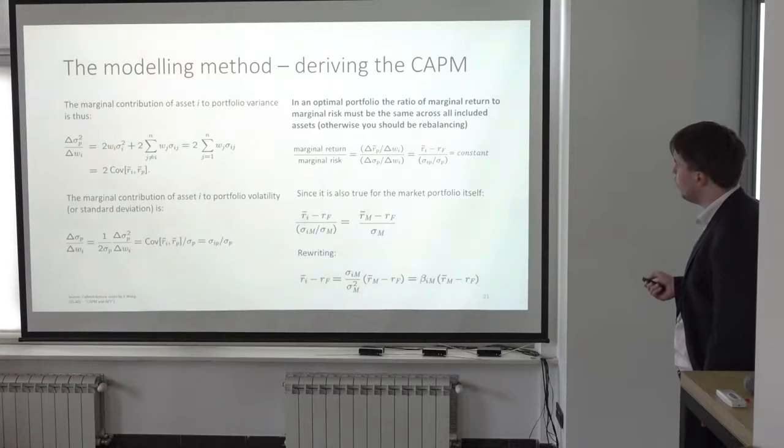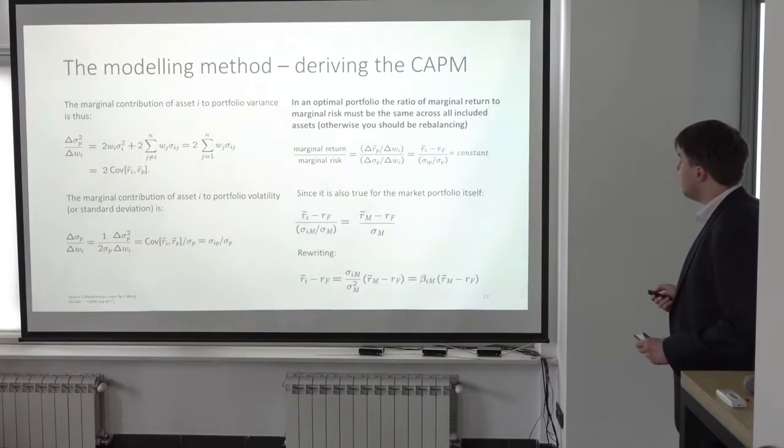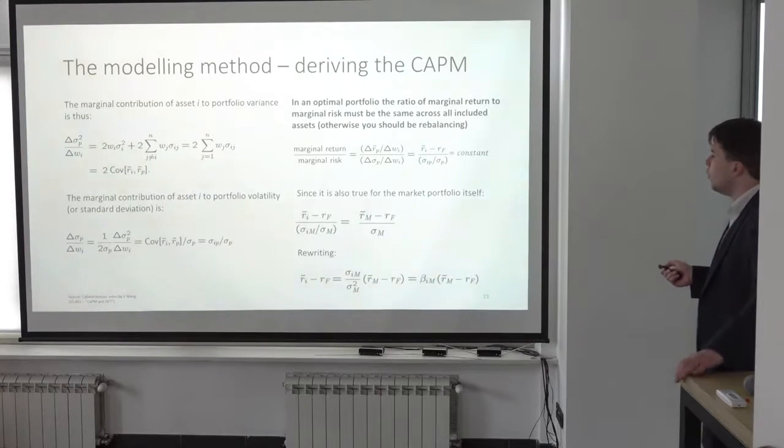So when you put these terms together, the funny thing is that if you're maximizing your portfolio, in an optimal portfolio, the ratio of marginal return to marginal risk must be the same across all included assets. And here is basically the groundwork and the most important assumption that the CAPM is making. Why is this true? Why does this work?